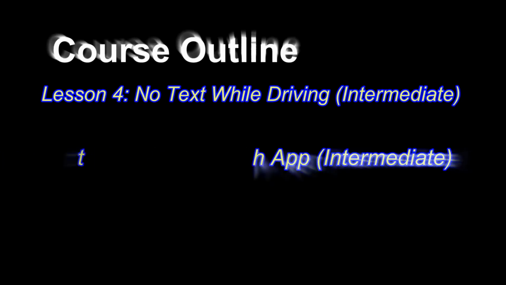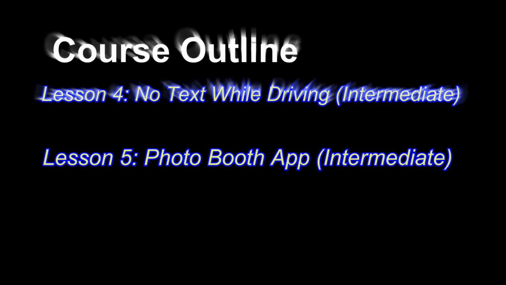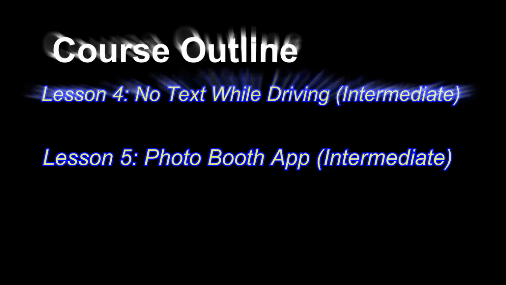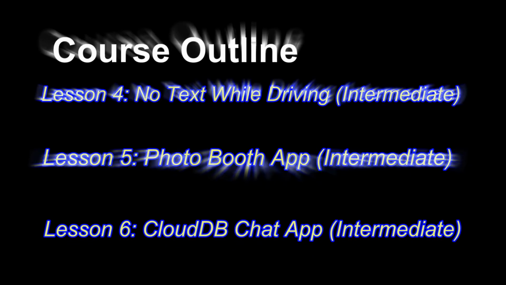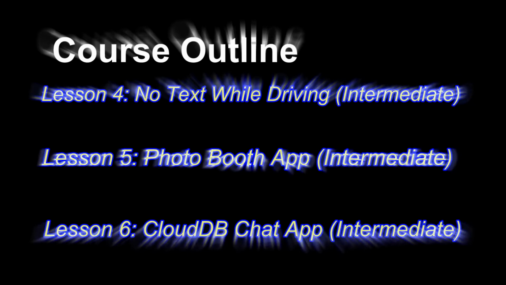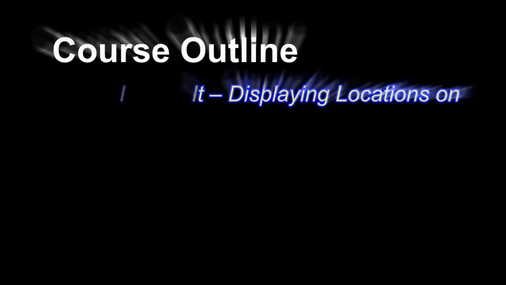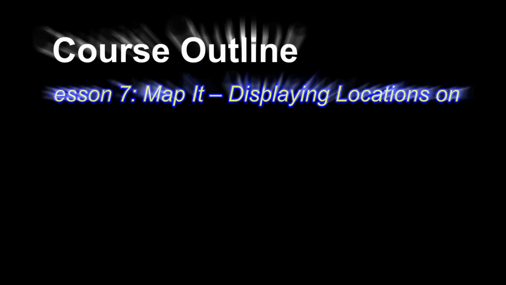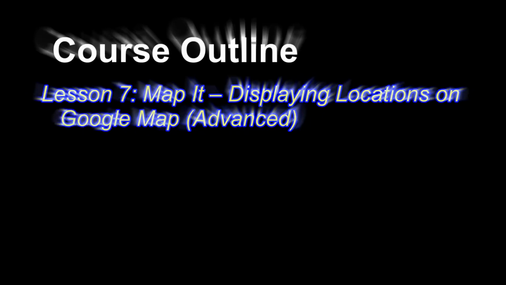Then lesson 5, you're going to learn how to use a photo booth app. So you're going to learn how to take pictures and modify them, and that's kind of cool. And then 6th, you're going to learn how to actually use some data, and the application is specifically going to be a chat app. Then in lesson 7, you're going to learn how to do geospatial reckoning. So it's called Map It, and you'll learn how to use Google Maps to display locations.